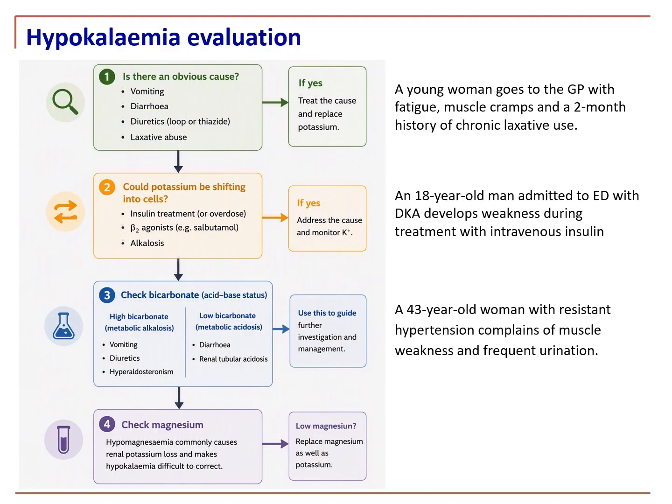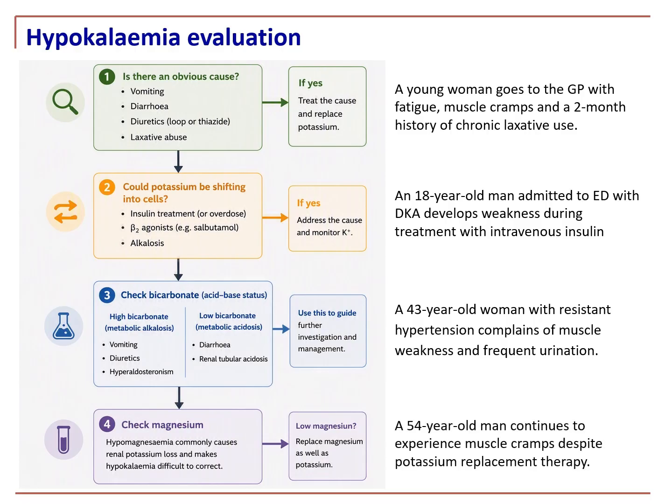Finally, if all else fails, check the magnesium. So when potassium refuses to correct, magnesium deficiency is often the reason. And unless magnesium is replaced, potassium may continue to be lost in the urine. So a 54-year-old man continues to experience muscle cramps despite potassium replacement therapy. You'd be thinking, is he still losing that potassium despite replacement therapy? Therefore, let's check the magnesium.